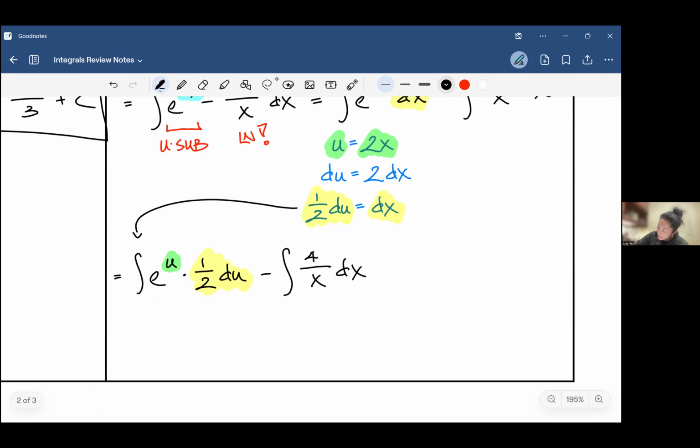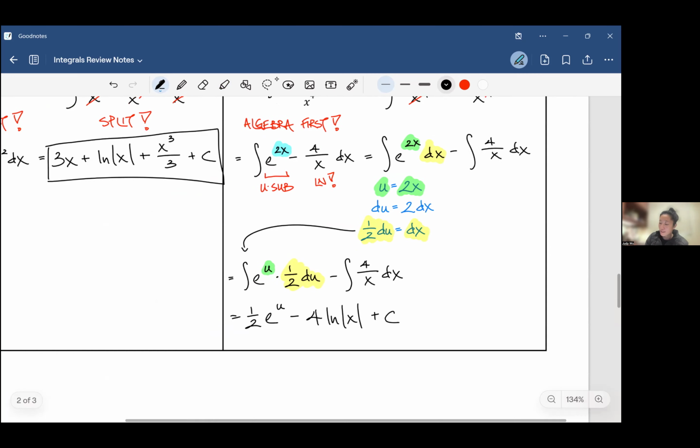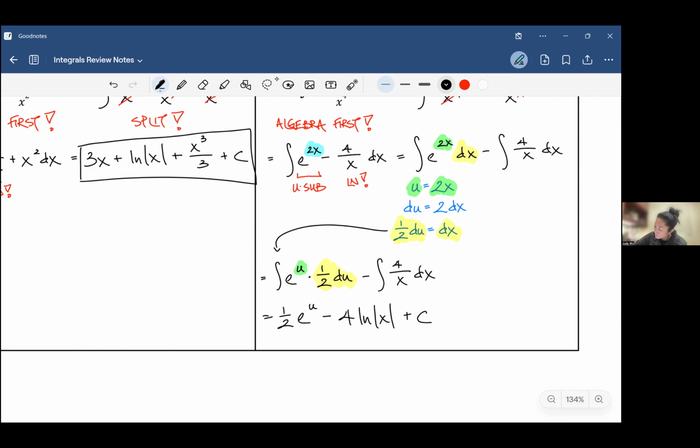All right. I'm going to go ahead and pull that 1/2 out to the front. I know the integral of e to the u is e to the u. Minus, I'm going to pull the 4 out to the front, natural log of absolute value of x plus c. But before we box in this as our final answer, we have a u in there right now. We got to put in whatever that x was back in first. And then we'll end up with 1/2 e to the 2x minus 4 natural log absolute value of x plus c.